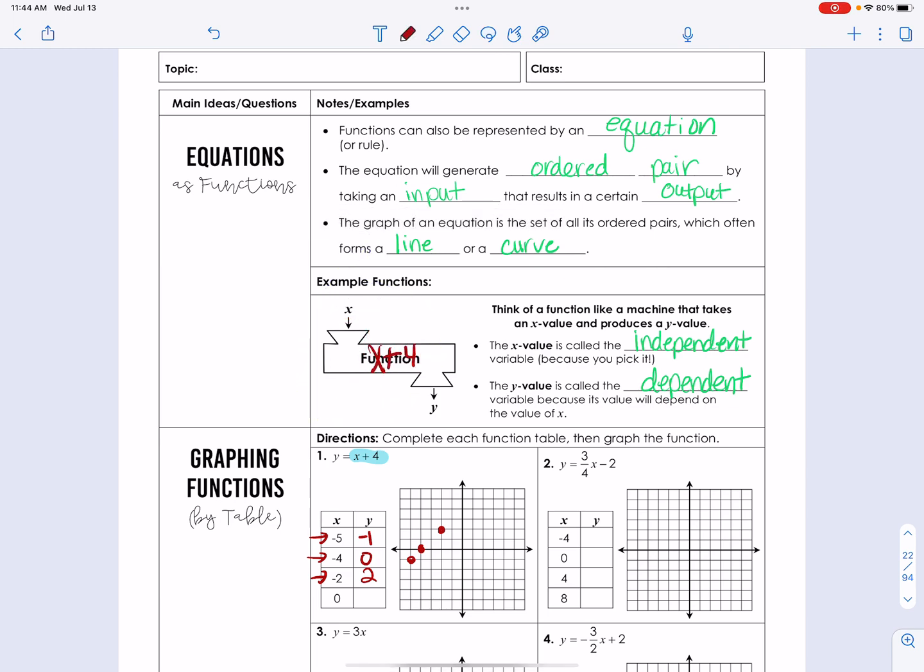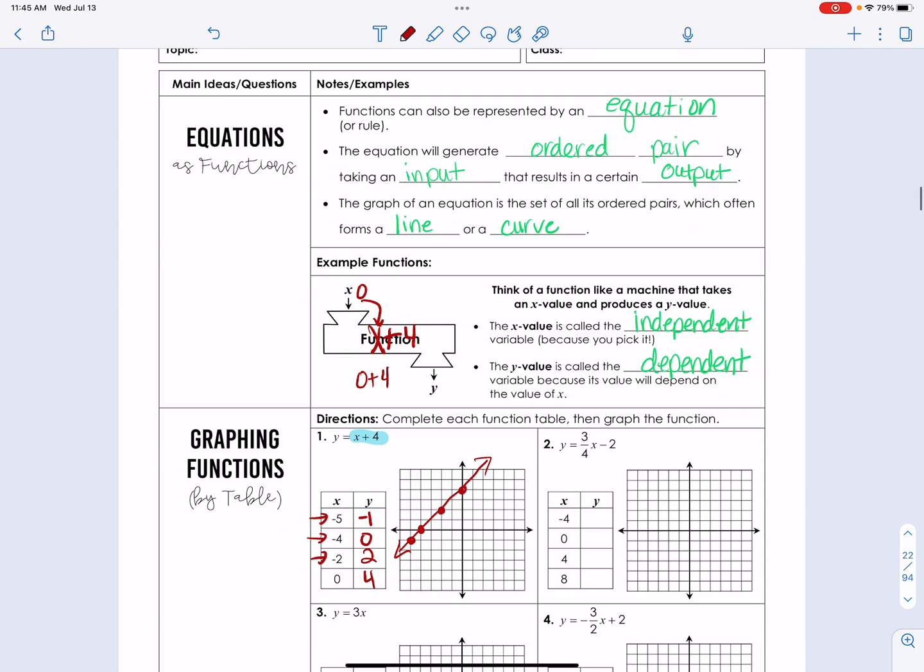So my function is x plus 4. We're putting in 0, so I get 0 plus 4, which is 4. So I have a point at (0, 4). This problem wants you to graph the function. So there's my function. It makes that line. And yes, I do want you to connect them.